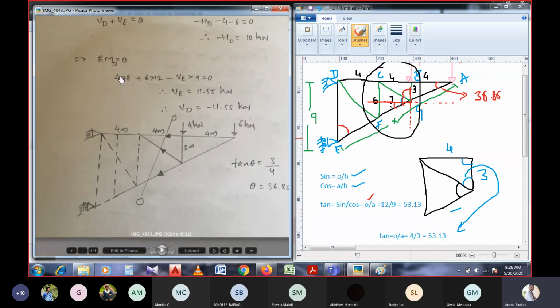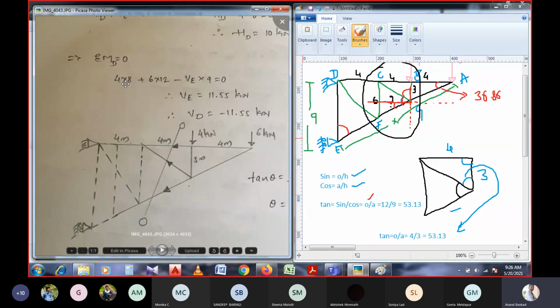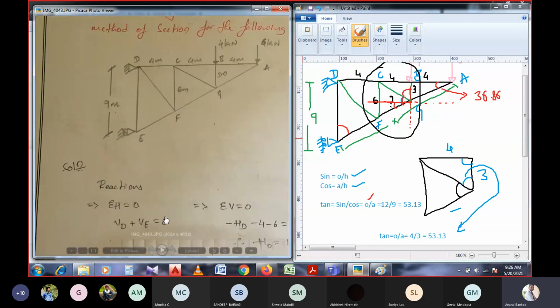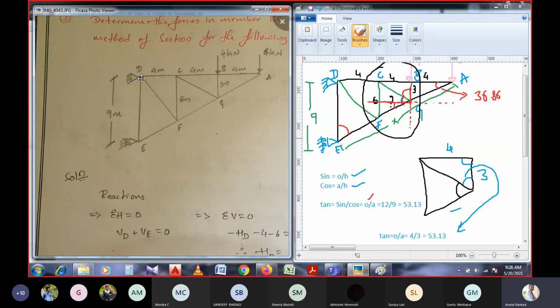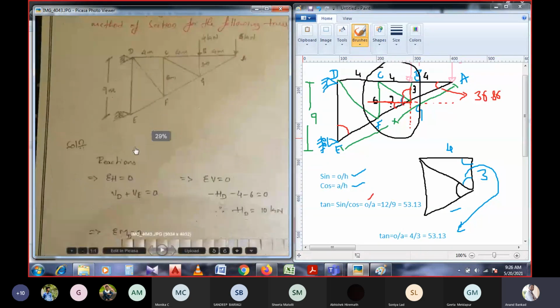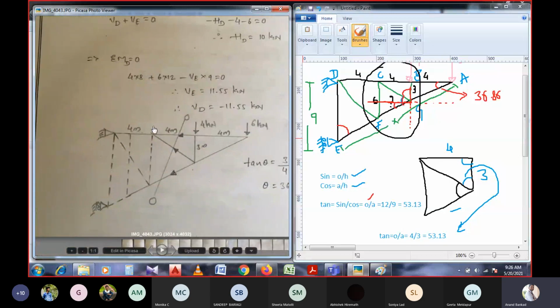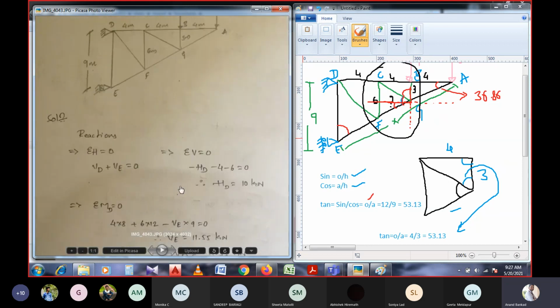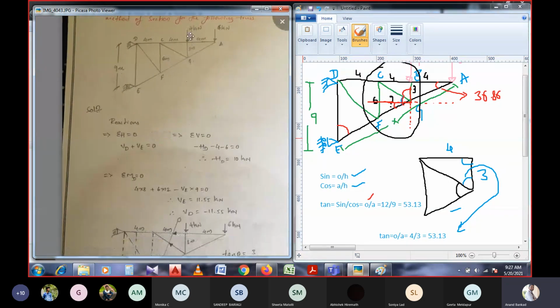So now if you want to take the moment about point D, which is D over here, the forces acting perpendicular to the point are the forces that need to be considered. So again here, if you see the 4 kilonewton load, it is at a distance of 8 meter. So that is written 4 into 8, which is clockwise. That is why it is taken as positive.